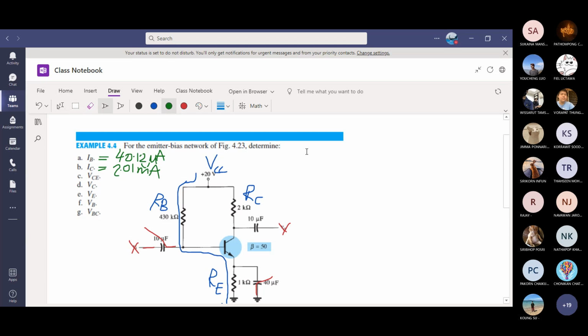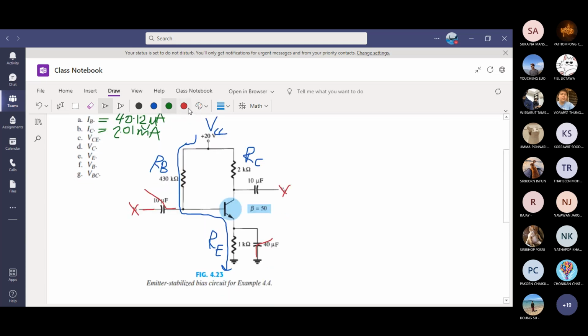For VCE, you have to look at the outer loop. VCC minus ICRC minus VCE minus IERE equals 0, but it is possible to do the approximation. IC approximately same as IE, it will not change the answer much.